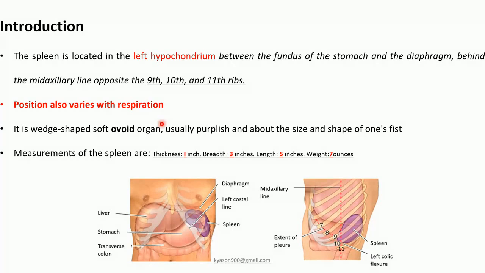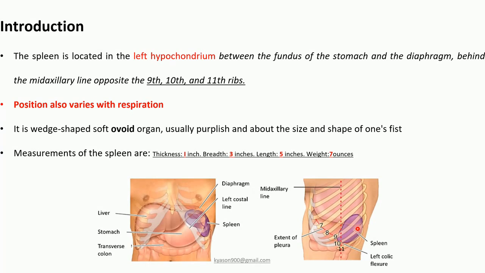It's an ovoid organ, purple in color, about the size of your fist. These are very important measurements to always remember. The thickness is about 1 inch, which is about 2.5 centimeters. Then the breadth or width is about 3 inches. The length is about 5 inches, which is close to 12.5 centimeters. The length from the top to the bottom, that craniocaudal length, is about 5 inches or 12.5 centimeters. It can increase in a patient with splenomegaly.